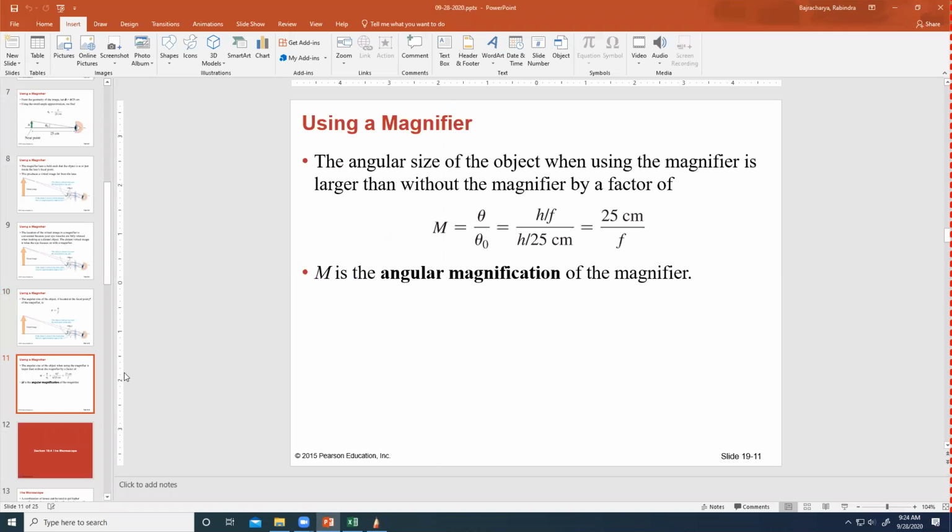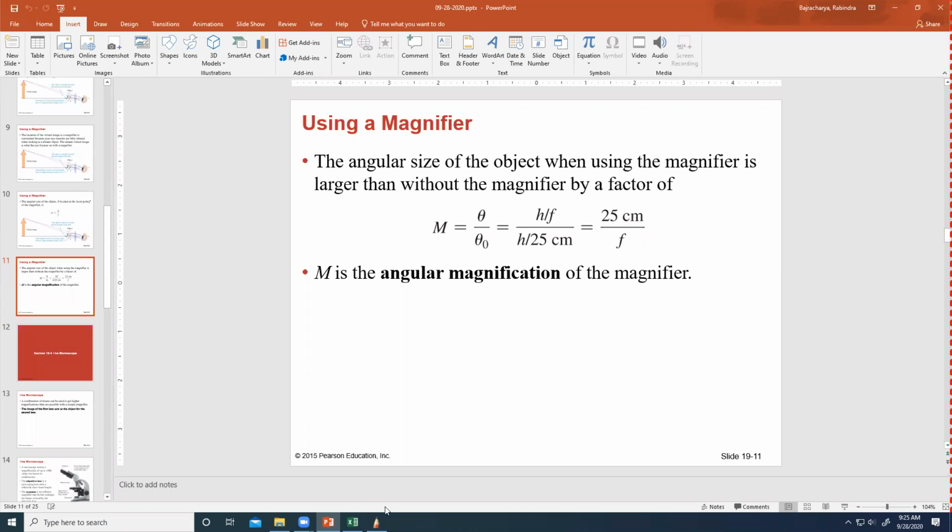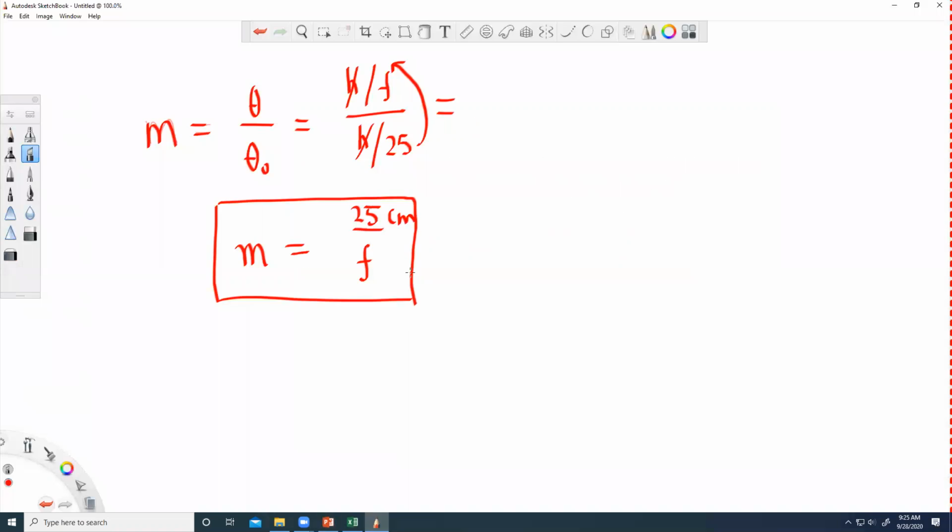Which is also called angular magnification. Now we will need this to deal with the microscope, okay? So please remember this for the next part. So the angular magnification of a single convex lens is 25 centimeter over f. Now let's talk about a microscope, okay? So a microscope has two lenses, unlike the magnifying glass.